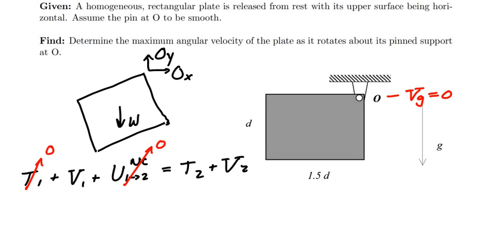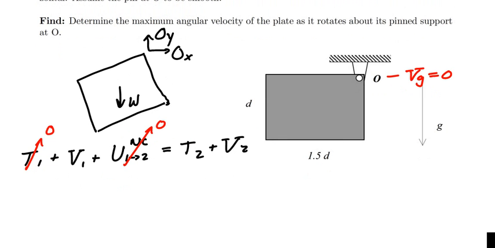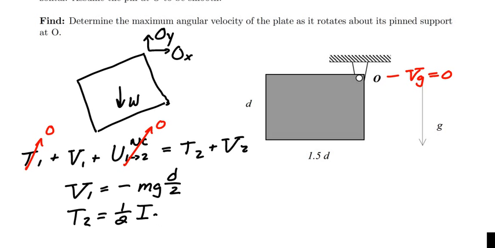So how am I going to do that? Well, I can note that first of all, if I put my datum through point O, the potential energy at state 1 is going to be given by minus mg, the weight of the plate, times the location of the center of mass below point O, which in this case is given by d over 2. In terms of T2, I know the object's going to be in pure rotation about point O, so I can write this as 1/2 times I about O times omega 2 quantity squared.